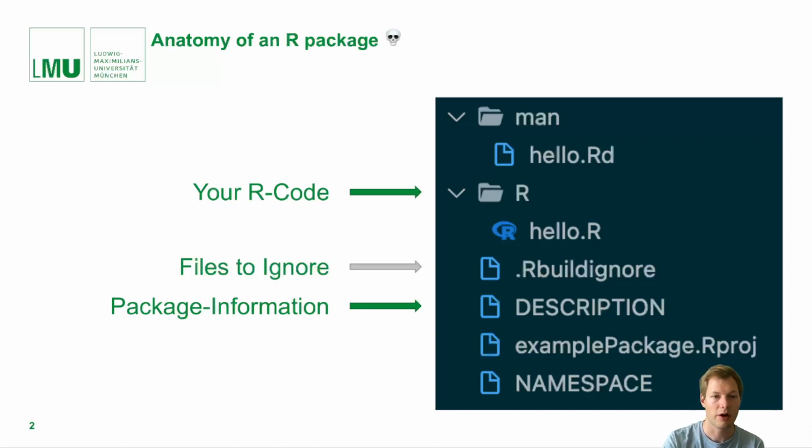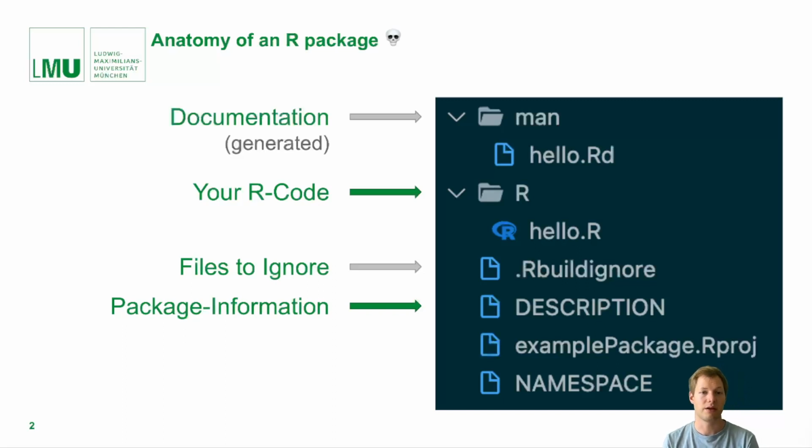Then there's the .Rbuildignore. It's similar to the .gitignore as we talked about before, which contains information on which files git should ignore. The .Rbuildignore has information on which files R should ignore when using this directory to build your package in the end. So these are just some files that are ignored by R when building a package. And the format is very similar to a .gitignore actually, so it's nice.